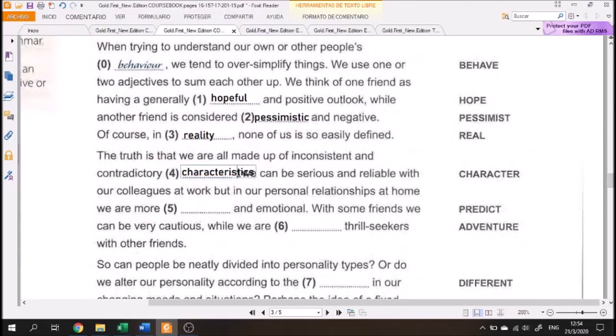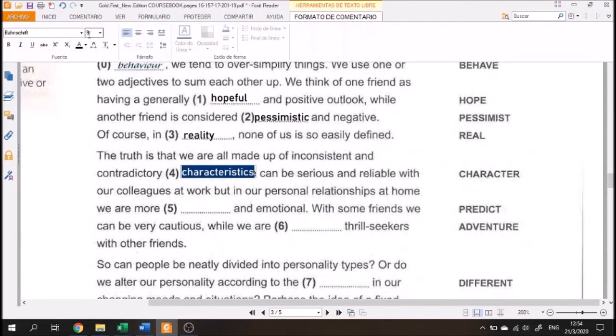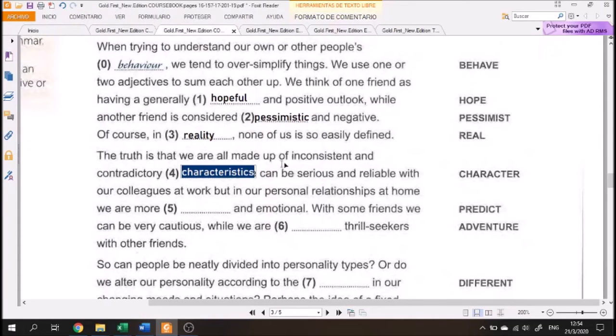Characteristics. Okay, contradictory characteristics. We can be serious and reliable with our colleagues at work, but in our personal relationships at home, we are more what? Predictable or unpredictable? What do you think? Unemotional. Remember what I told you in number one and two?